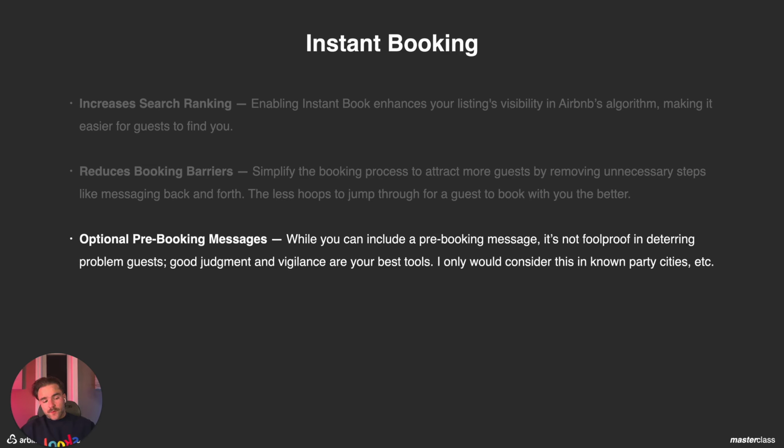While you can include a pre-booking message they must read and reply to before booking with you, it's not foolproof in deterring problem guests. Good judgment and vigilance are your best tools. I would only consider this in known party cities, etc. Now, people have different opinions on this, but this is mine. I think that if someone is planning a party or someone is planning to do something untruthful with your Airbnb and they're already plotting it, then I highly doubt that a quick pre-booking message is enough of a barrier to deter them. So I don't think this actually mitigates risk. You mitigate risk operationally. You use your noise monitors, you use your Ring cameras, you capture the stuff right away, you don't let it slide.